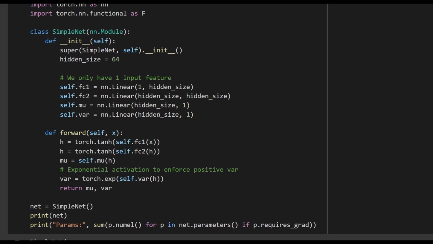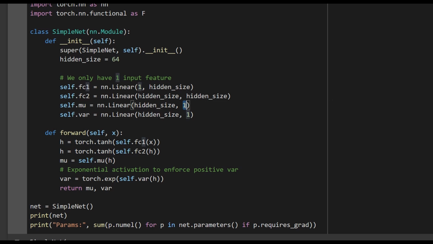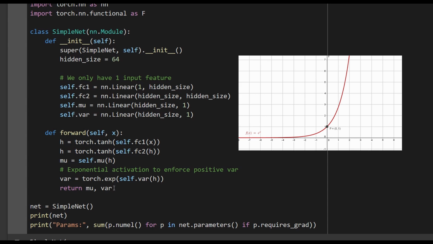Of course, you could also put that into one linear layer with an output dimension of 2, but I did it separately here. Now, one thing you need to consider is that mu can basically take any value, so negative, also positive, but variance is only defined for positive values. And for that, you need to apply some activation so that you only get positive values. And commonly, this is done using the exponential function.